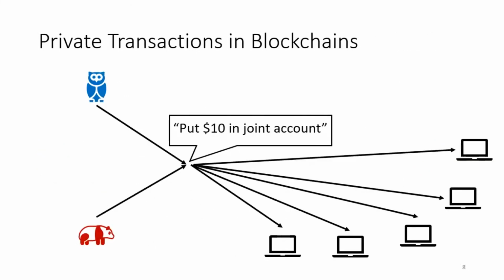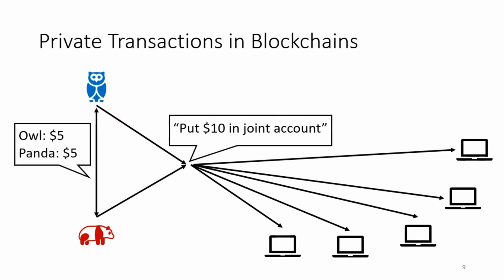So it would be really nice if we could somehow replicate this notion of two agents transacting privately in a secure manner in a blockchain. And we can do this to a limited extent. In particular, we can have two agents come together and put money into a joint account. Then they'll trade not money directly, but they'll trade ownership of the funds in the joint account.